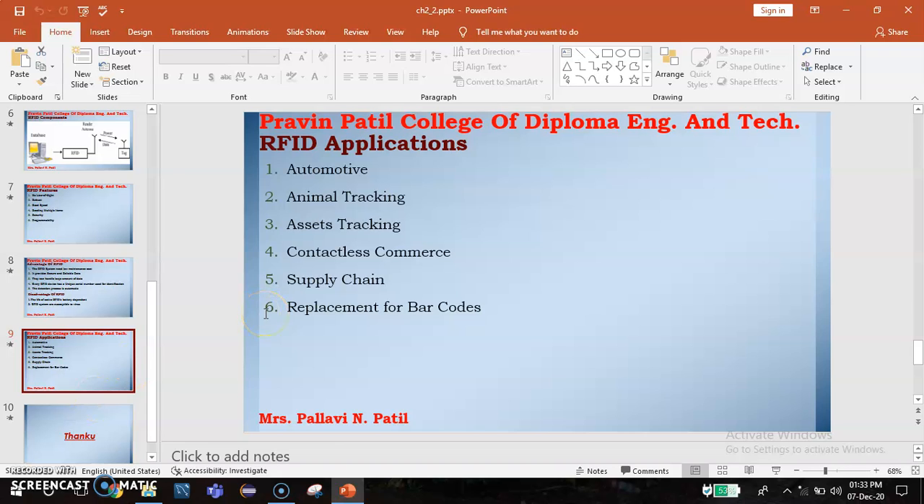Next, RFID applications. The first is automotive. Automakers have added security and convenience to automobiles by using RFID technology for anti-theft and passive entry systems. Some auto manufacturers use RFID systems to move cars through an assembly line. At each successive stage of production, the RFID tag tells the computer what the next step of the automated assembly is.